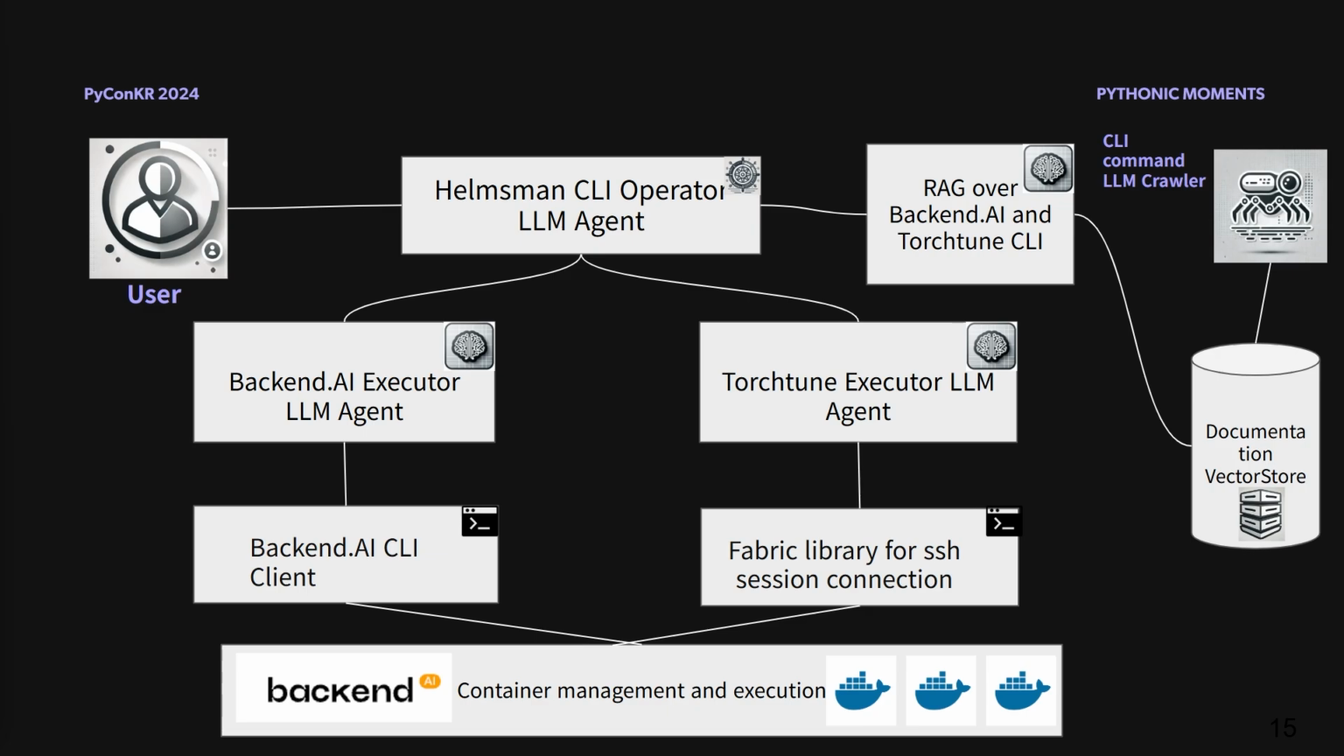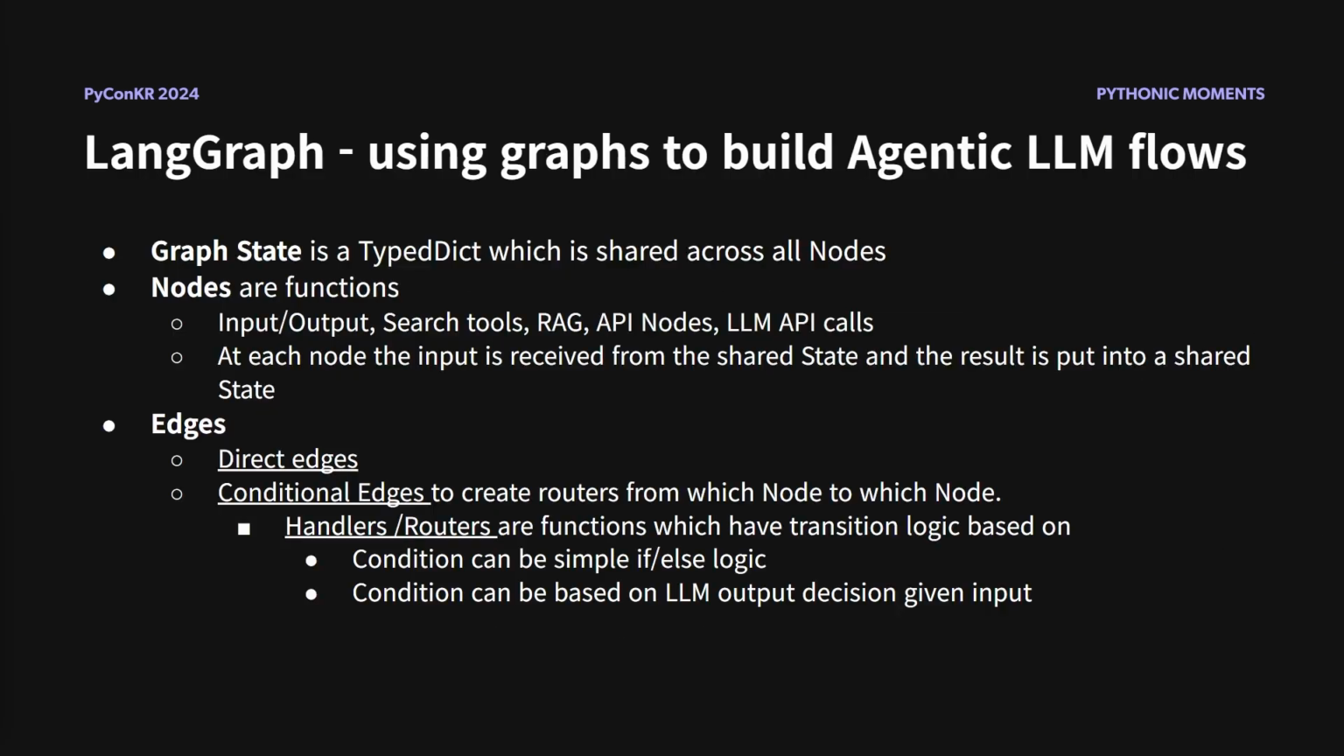Using LangGraph allows for efficient cycling and iteration between components, ensuring the system is flexible, accurate, and powerful. LangGraph enables building agentic workflows using graph structures. The core idea is that there is a shared graph state, defined as a type dictionary. It's accessible by all nodes in the system.